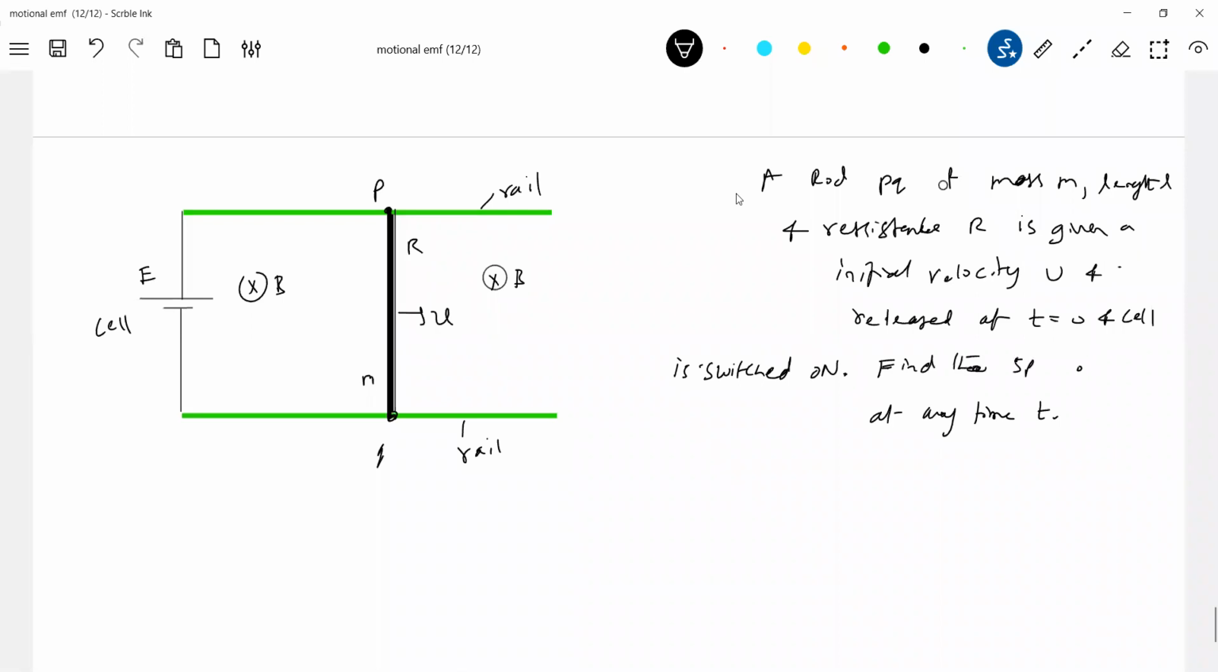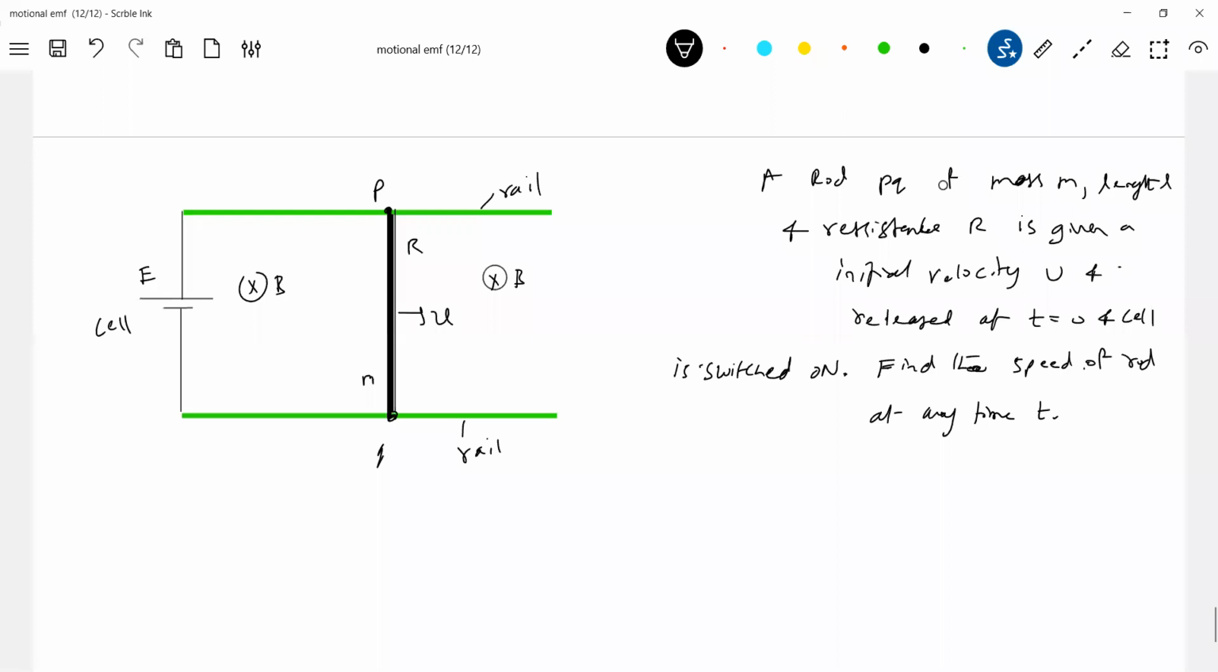Find the speed of the rod at any time t. So the resistor, capacitor, now a cell which will have EMF E. I'll give the velocity to the rod and I'll simultaneously switch on the cell. What conditions will arise here?